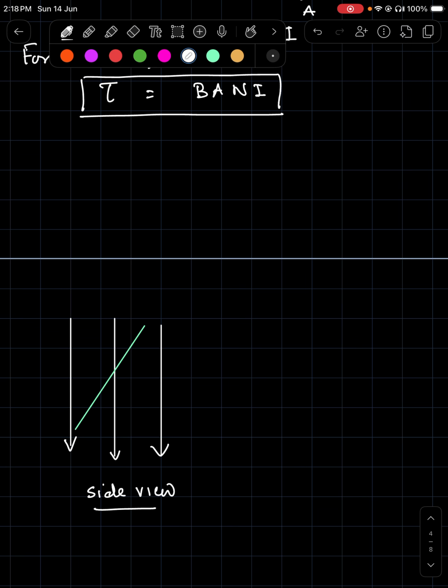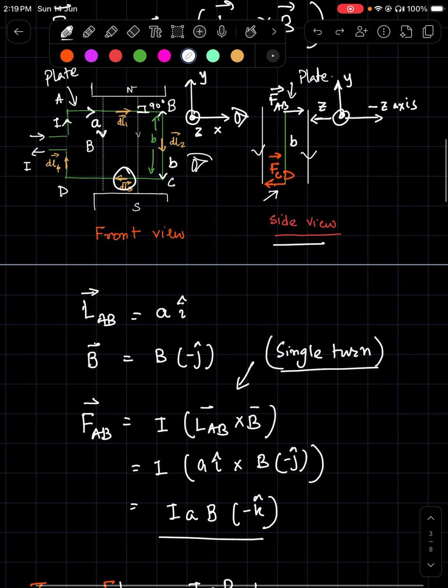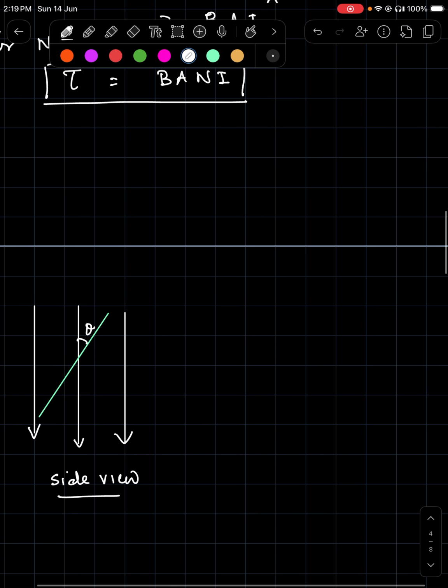Good. And I'm going to take the angle theta here to denote that the plate is making an angle theta with the magnetic field line. Again, I'm going to calculate all the things properly. So again, the force is acting along the negative z axis. First, I should draw the axes properly. In the side view, I've already seen what the axes are, so I'm going to write those again.